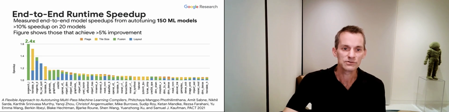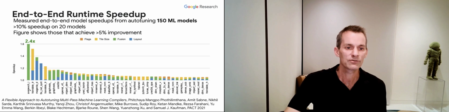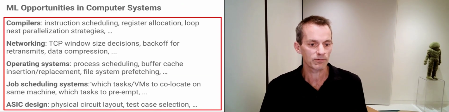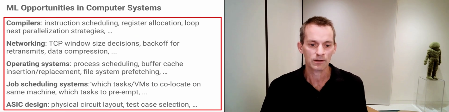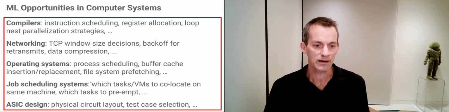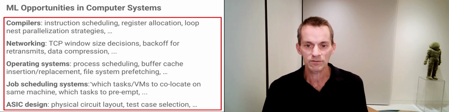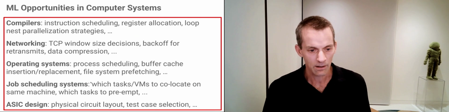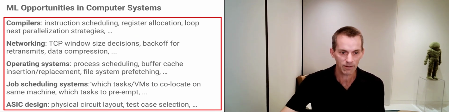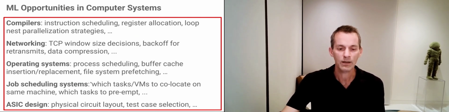And what you see is that, they measured 150 ML models, you get greater than 10% speedup on 20 models. The largest improvement was 2.4x on a particular speech-related model. And you can see some of them benefit a lot from fusion, which is green. Some benefit a lot from choosing the tile size better, which is the yellow, and so on. So it's really important to be able to learn all these kinds of different things in order to get the best performance.